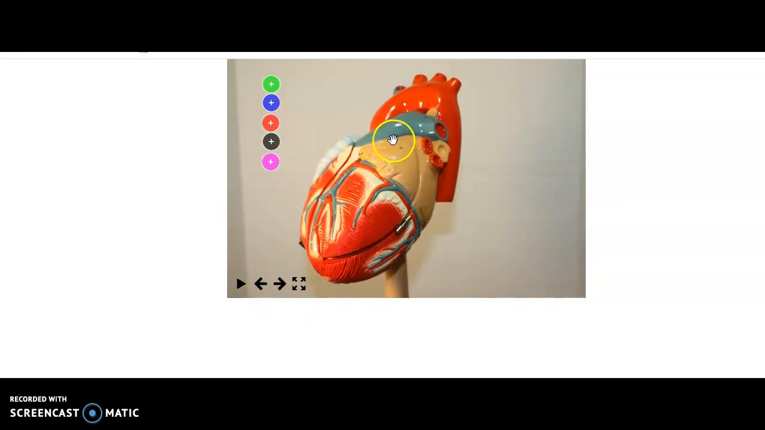So here's the left side view. Here's our pulmonary trunk. There's our aorta going up. We can see the three smaller vessels that come off of it. This is the brachiocephalic artery. It is going to become the right subclavian and right carotid. This is the left carotid. This is the left subclavian.